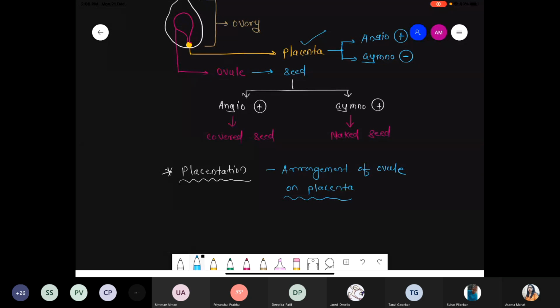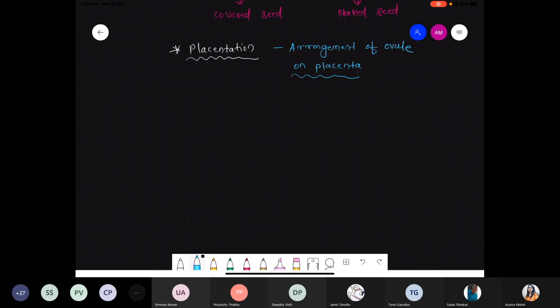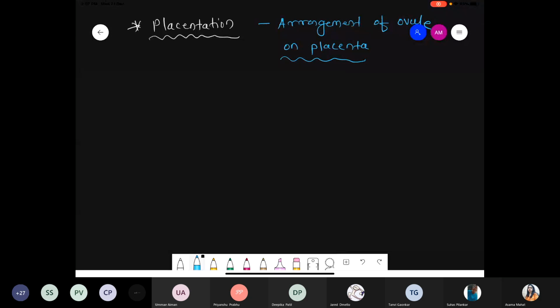Ovary is present. Inside the ovary, towards the base or towards any side of the wall, placenta is present. From the placenta, or on the placenta, ovules get developed. We will see later that after fertilization the ovule is converted into seed. But now we are talking about placentation, that is the specific kind of arrangement of the ovule on the placenta, and on the basis of that we are talking about a total of 6 types which come under placentation.